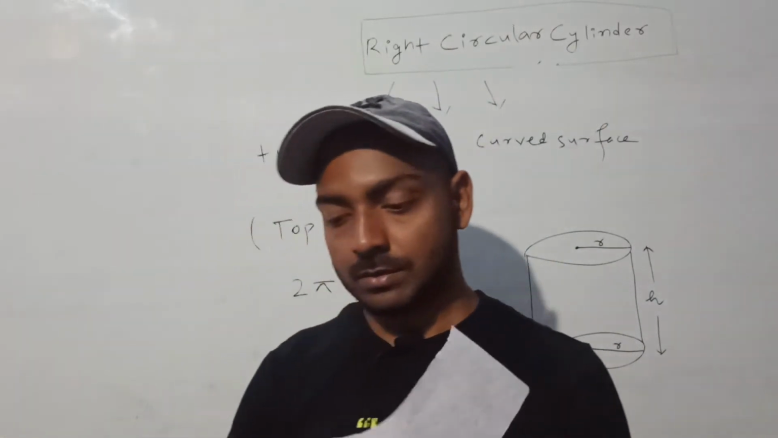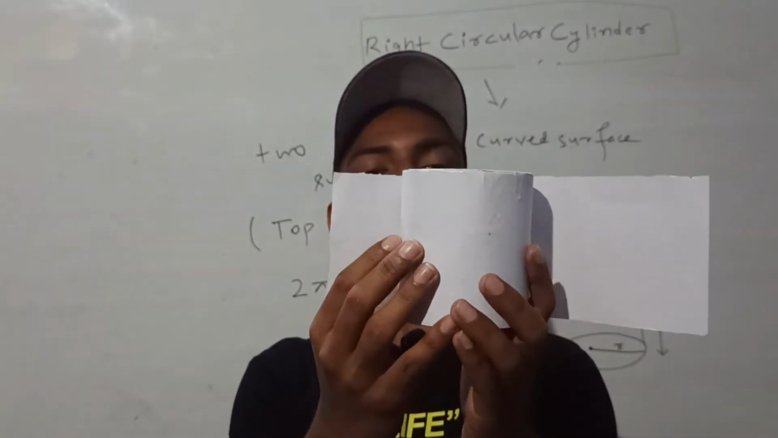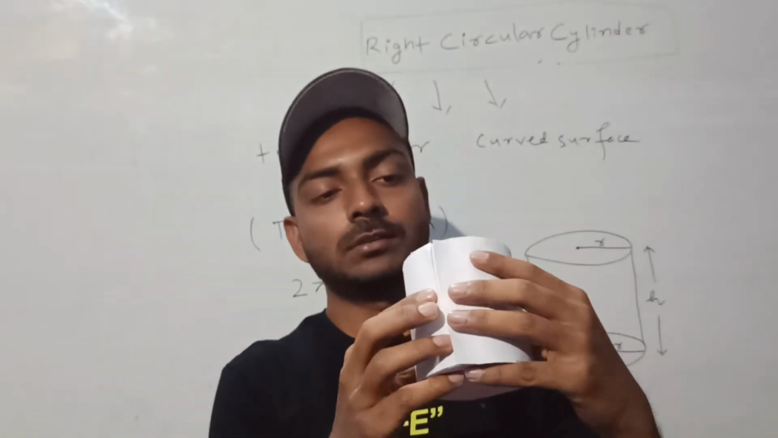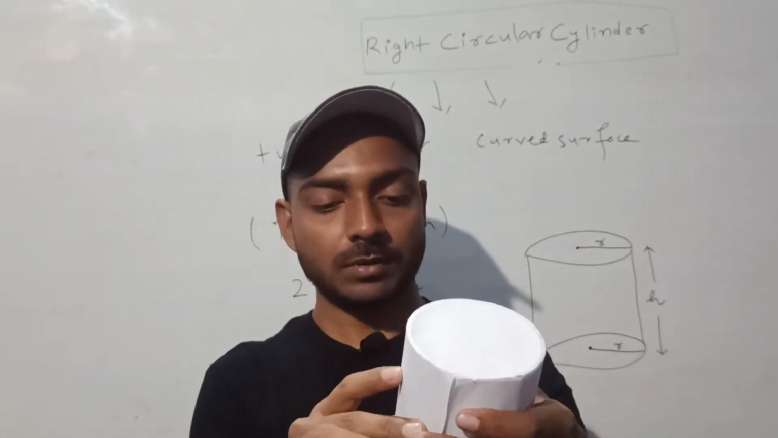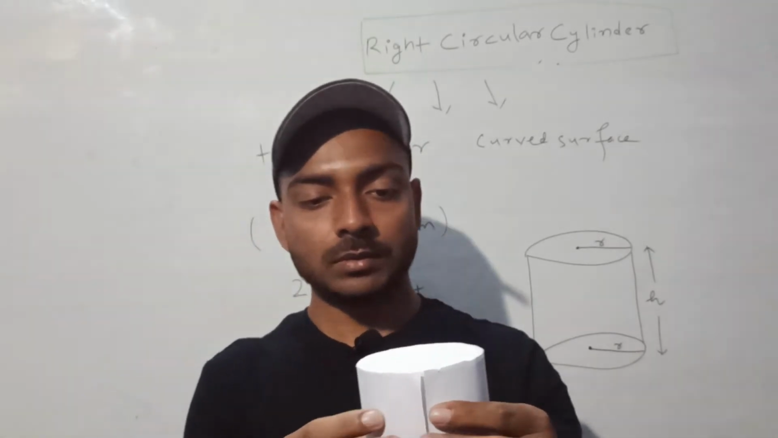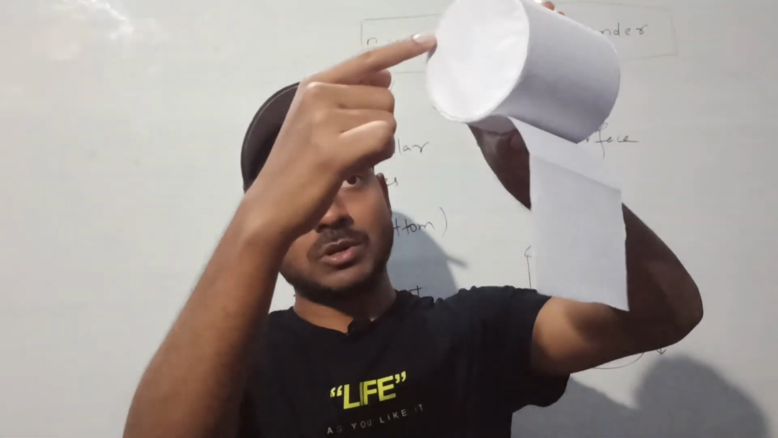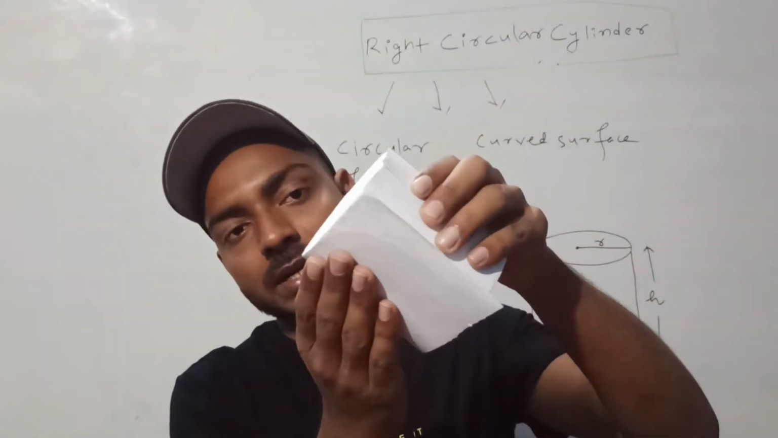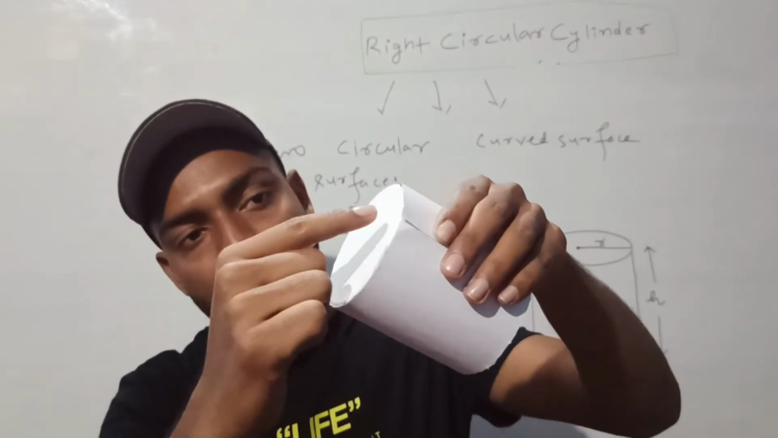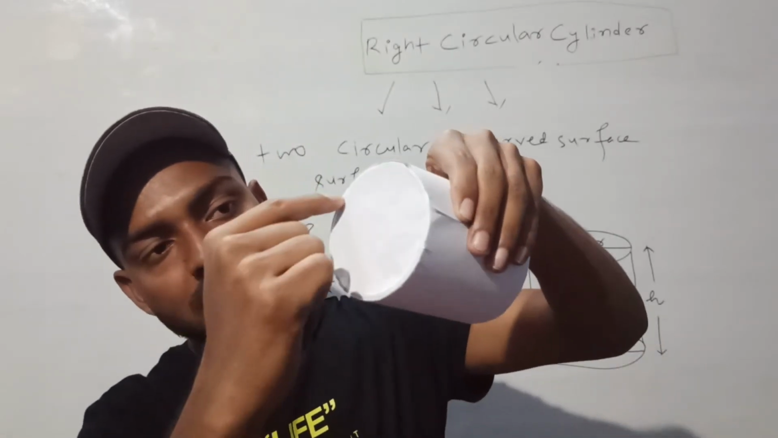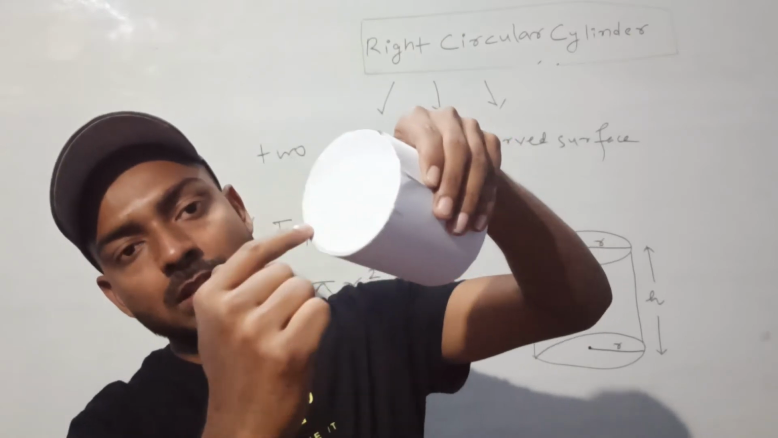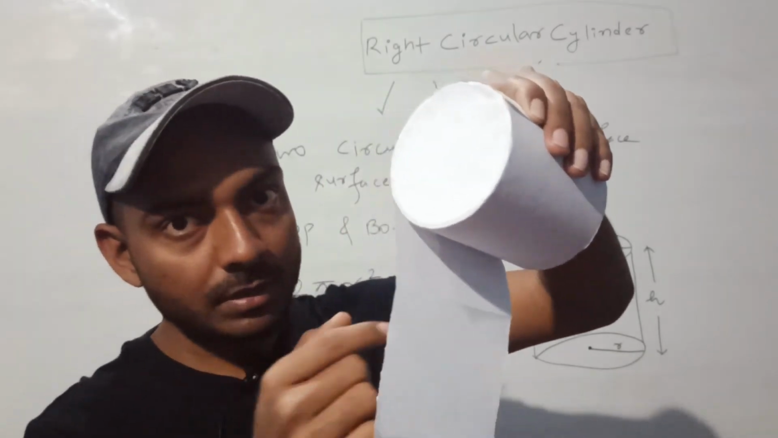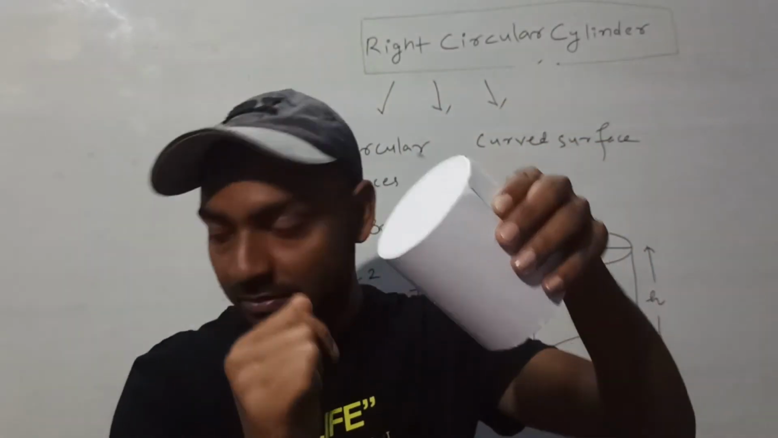Now I am folding it again to find the breadth and the length of this rectangle. This portion is what I am calling the breadth of the rectangle. As I have folded this rectangle along the curved surface, you can see the breadth is nothing but the circumference of the circle.